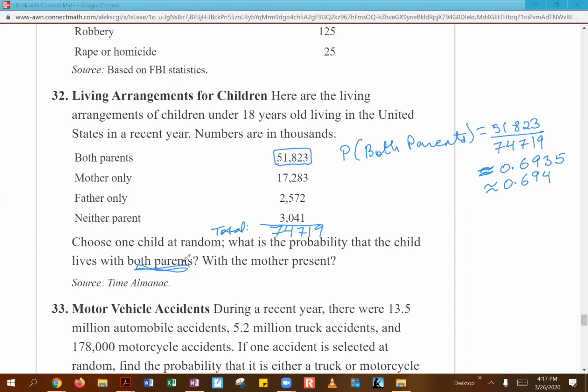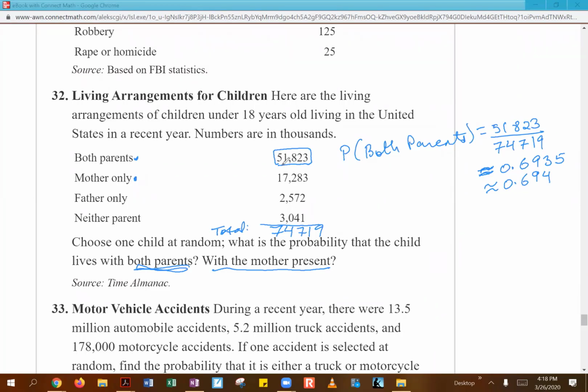Now, the second one is asking us with the mother present. So what's the probability of children living in a household where the mother is present? Okay, so when they're talking about mother present, they are saying that it could be both parents, right? Because this is also where the mother is present. And of course, this could be the mother only category.